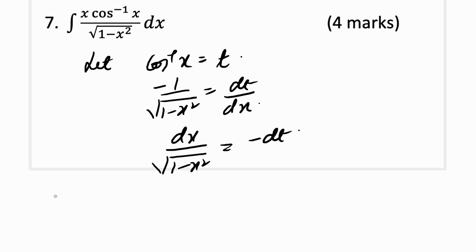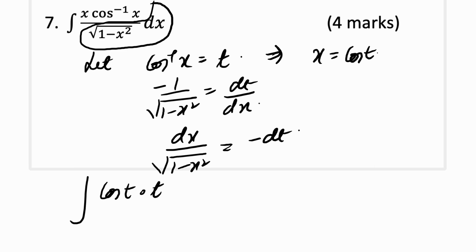So we'll substitute this, and from here we can also get x is equal to cos t. So in place of x we'll write cos t. Cos inverse x is t, and this whole thing is minus dt. So minus will come outside and we'll write dt over here.